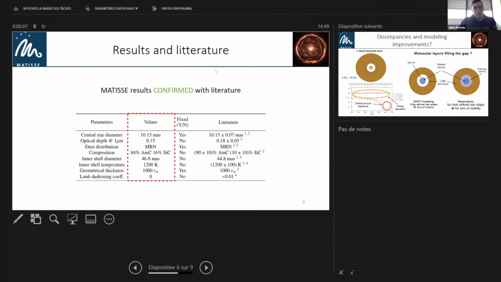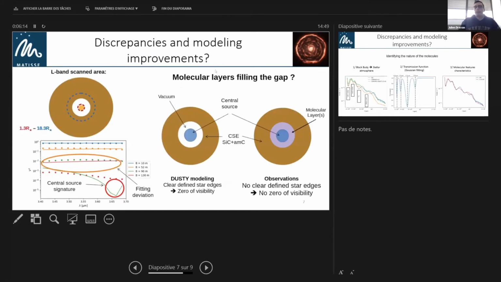So, since it works for the N band, we have some discrepancies, and that means modeling improvements that we can do with L band, because you know that in L band you have mainly the molecular absorption and molecular information about the objects, and Dusty doesn't handle the molecules. So we need to add at some point something which can explain the discrepancies that we see.